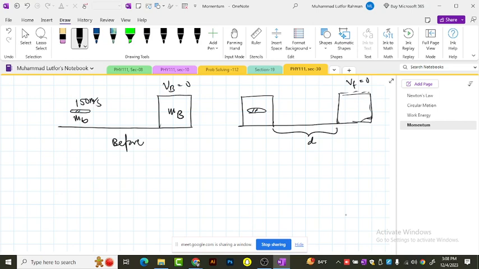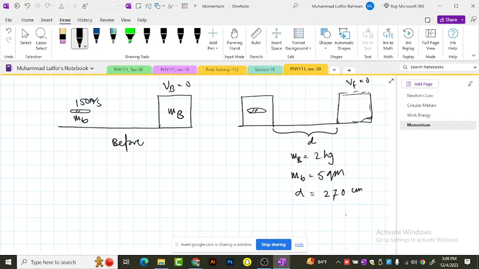They give this information. The mass of this block is 2 kg. The mass of the bullet is 5 gram, and the d is given as 270 centimeter, and the speed of the bullet is given as 150 meter per second.